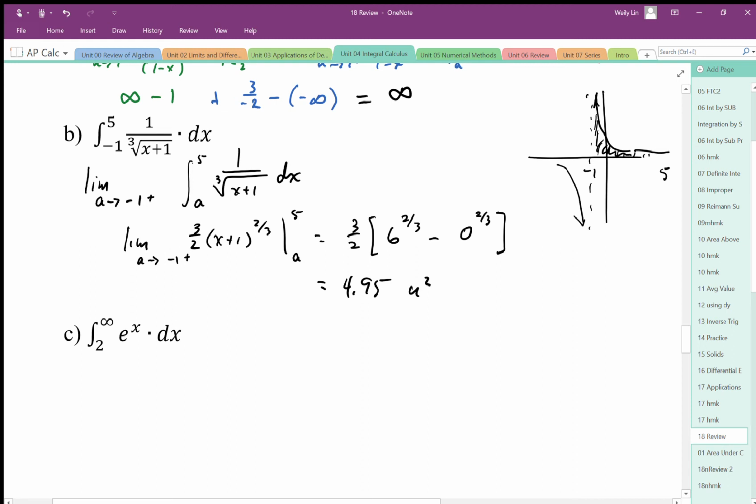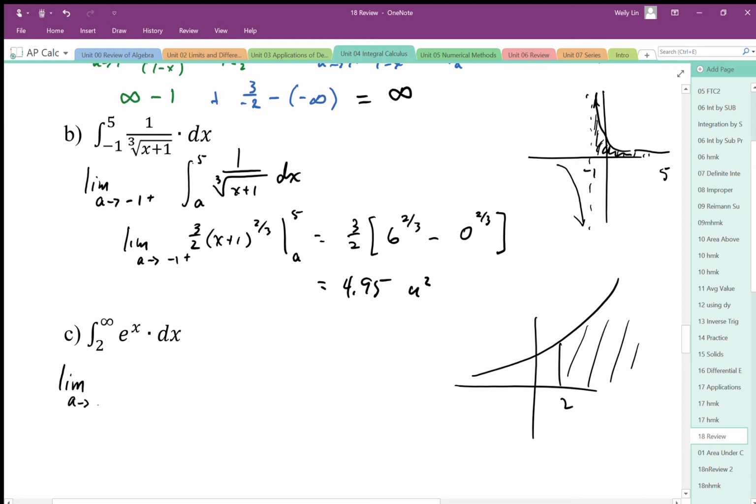Okay, this is an unbounded area. I'm going to just sketch that in. It's going to be e to the x, and it's going to go from 2 to infinity. Well, we know that area is infinite. We need to still use a limit. Limit as a goes to infinity of the integral from 2 to a of e to the x dx. This becomes limit as a goes to infinity, e to the x from 2 to a.